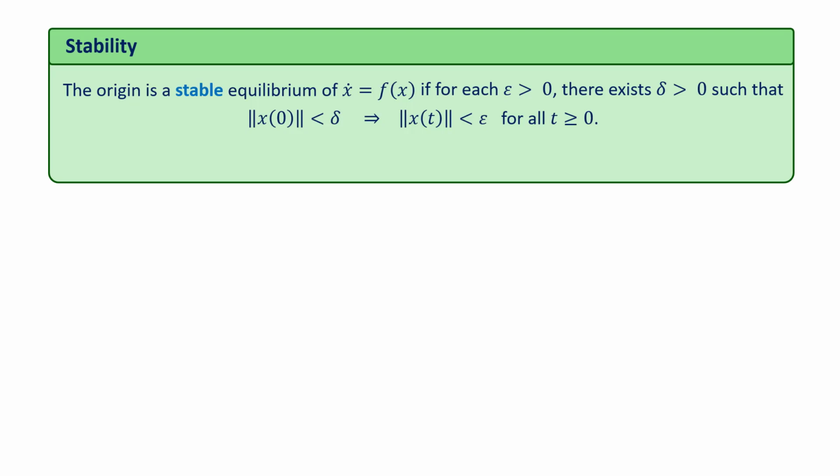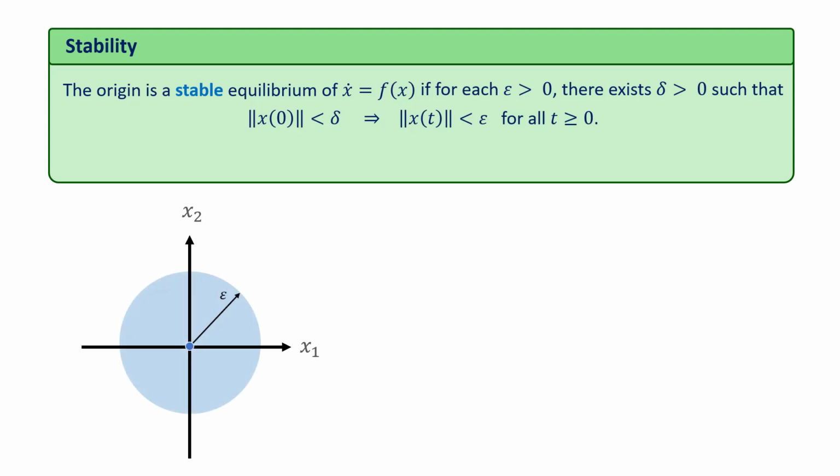To clarify this definition, we will illustrate the concept of stability for a two-dimensional system. The equilibrium point at the origin is stable if for each ball with radius epsilon centered at the origin, there exists another ball with radius delta centered at the origin, such that all solutions of the system starting within the delta neighborhood of the origin stay for all time within the epsilon neighborhood of the origin.